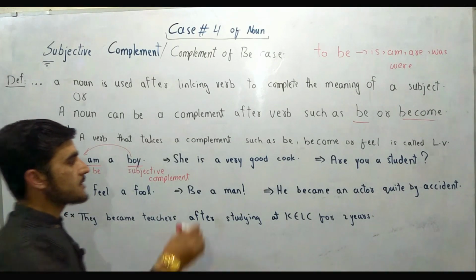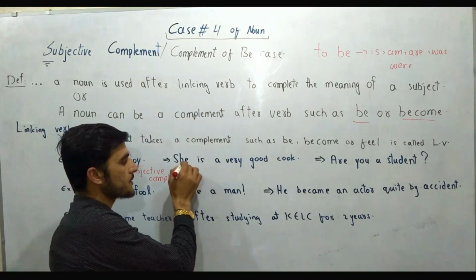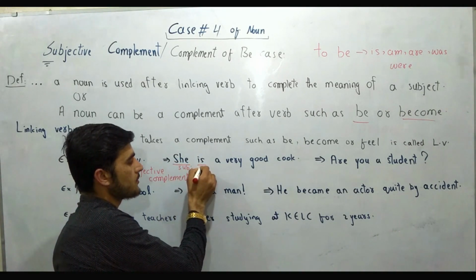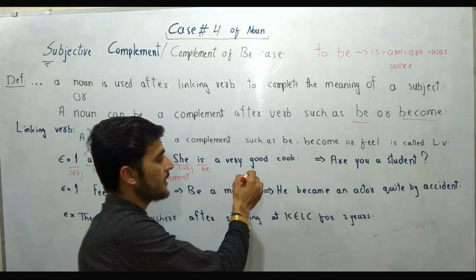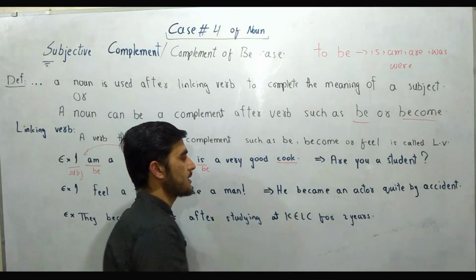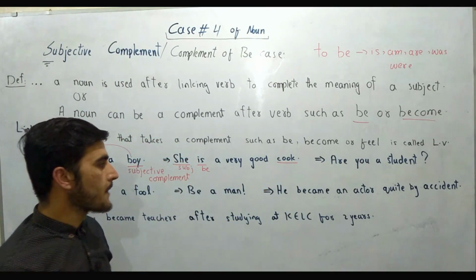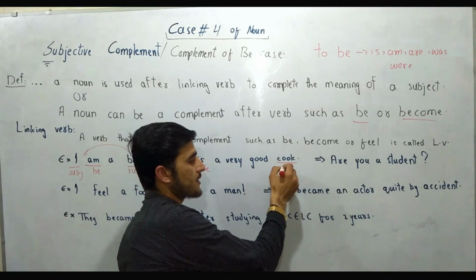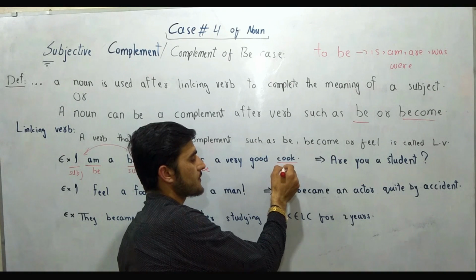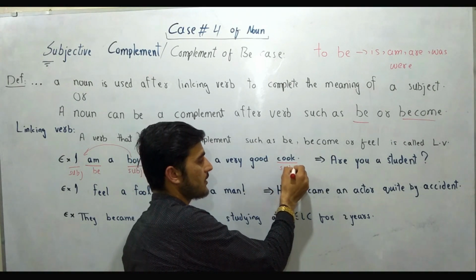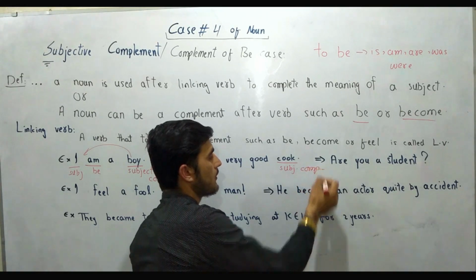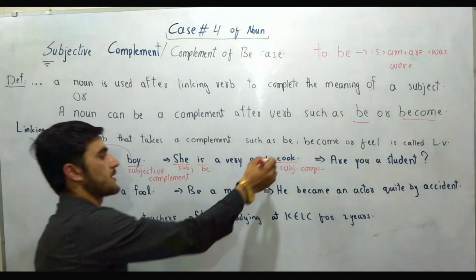The next example is she is a very good cook. She is our subject, is is the to be verb, and a very good cook is a noun phrase. So cook here is our head noun, and it functions here as a complement. Which complement? Subjective complement because it completes the meaning of subject.